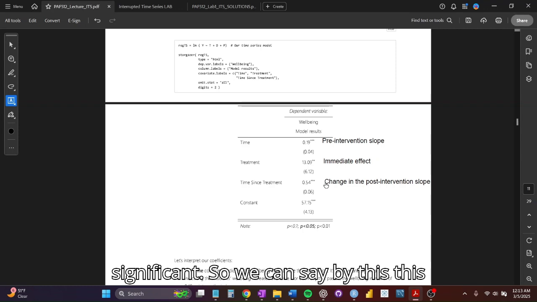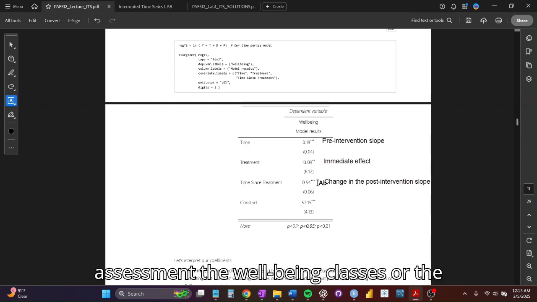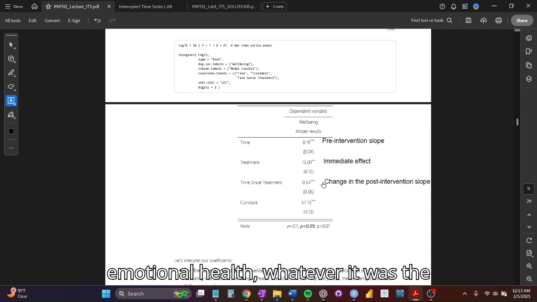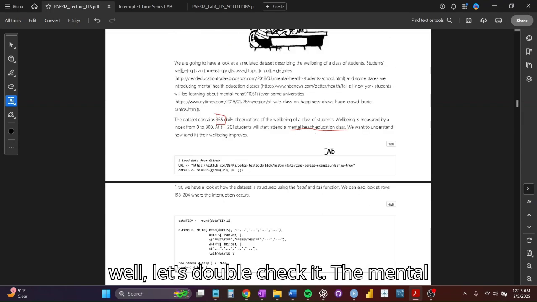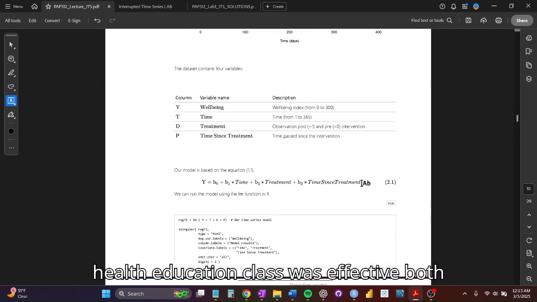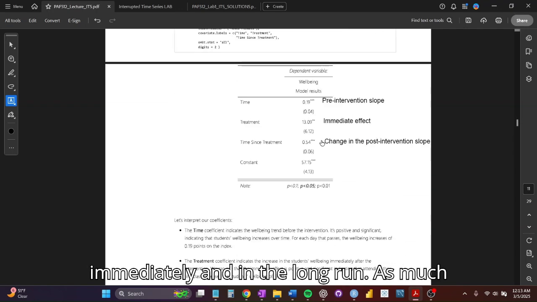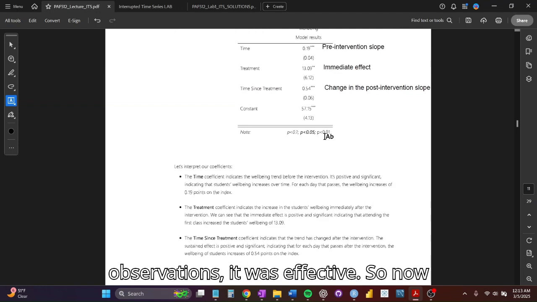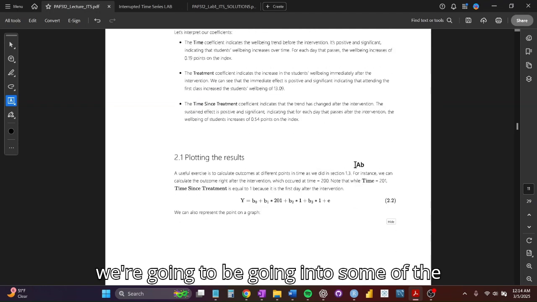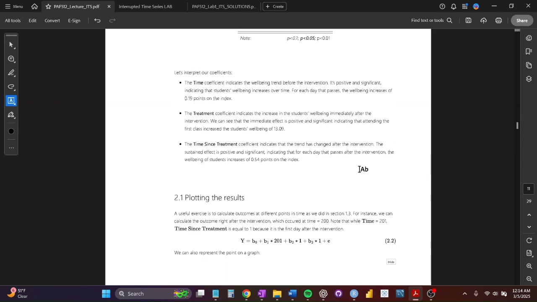So we can say by this assessment, the mental health education class was effective both immediately and in the long run, as much as long run can be for only 365 days of observations. It was effective. So now we're going to be going into some of the nitty gritty with determining counterfactuals.